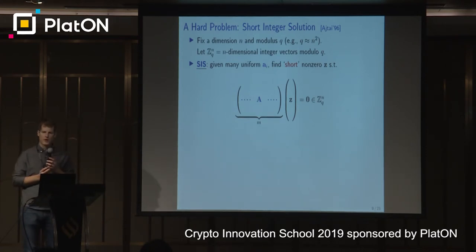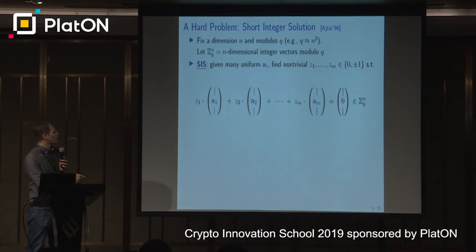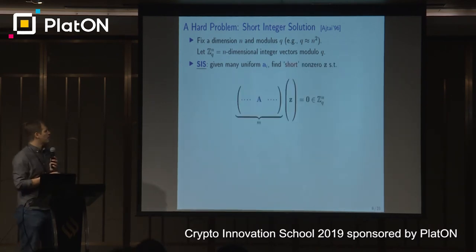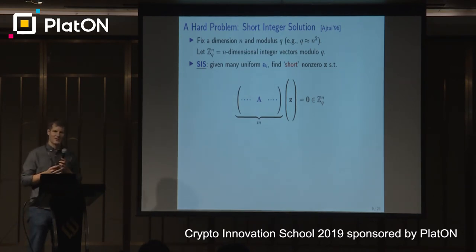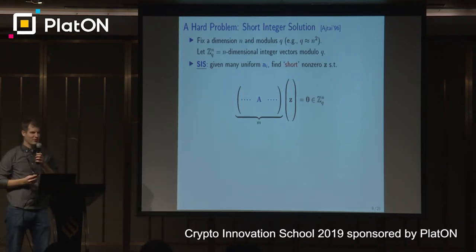Okay, it might be a useful exercise right now to think about whether this problem can be solved efficiently, whether there's an efficient algorithm for this problem. One thing I'll give as a brief exercise or question to you is, suppose we ignore the short condition, so we ignore the condition that the z_i should be 0, plus or minus 1. Is it possible to solve this problem efficiently if we ignore the short requirement? I'll let you think about it for 10 seconds, and tell me if you can solve this problem. We have a brave volunteer.